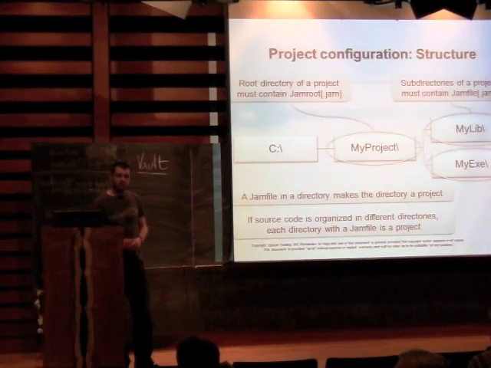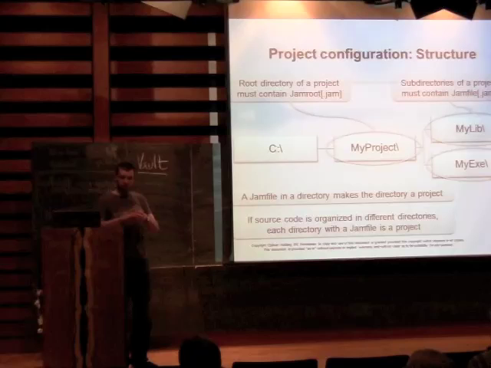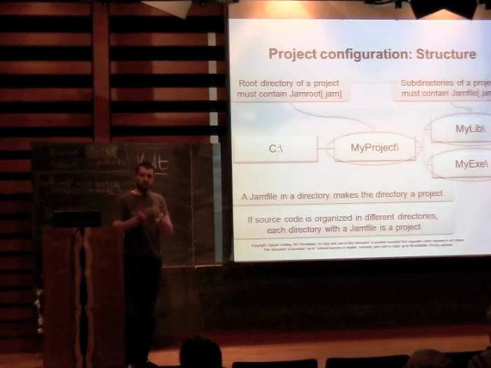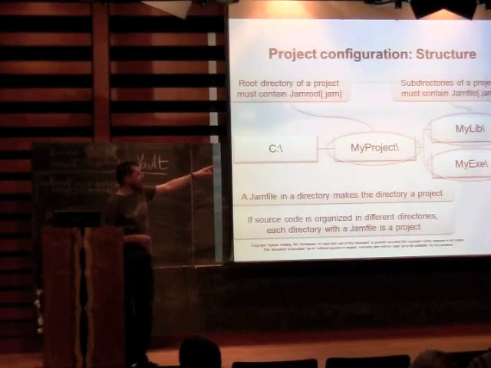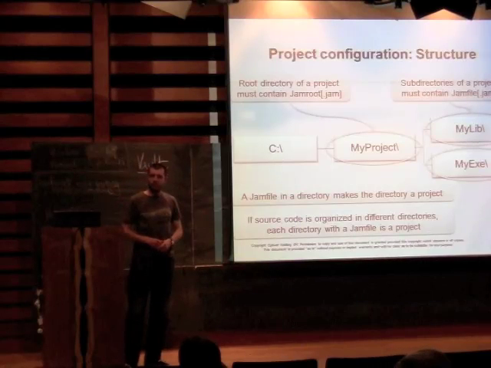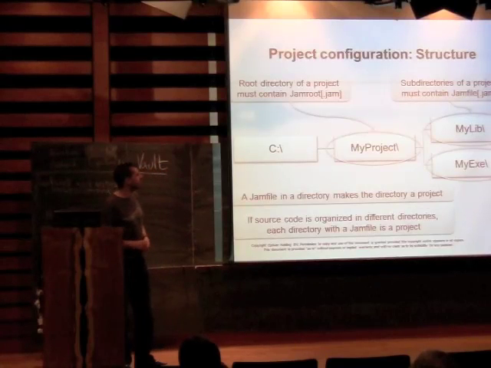Sorry. If you have a project which consists of only one directory, you just need to use one jam file, which is called jam root. So you don't need to have another file called jam file. It's maybe a bit confusing because I always say jam file, but most of the time we use files called jamfile.jam, and the only exception is when you put a jam file into a root directory of a project, then it's called jam root. So my lib here could be a project?